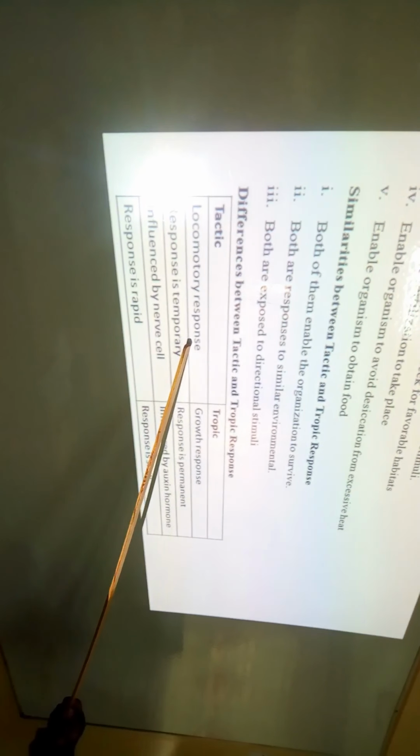Differences between tactic and tropic responses. Earlier, I had already done a comparison when I discussed tactic and tropic, but we'll go through them very fast. One, tactic response is a locomotor response. Tropic response is a growth response. Tactic response is temporary. Tropic response is permanent.